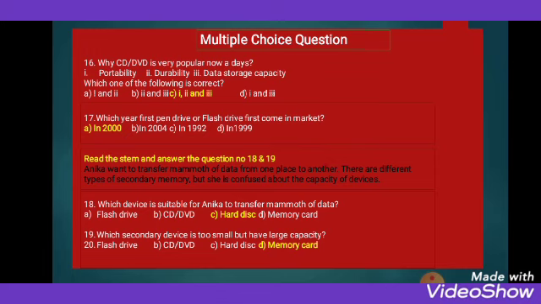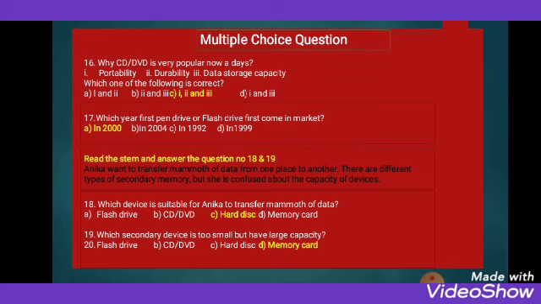You see, in the story they are telling about a girl whose name is Anika. She wants to transfer data from one place to another, and it has to be carryable. She knows about secondary memory, but she is very much confused about the devices, which one is more preferable for her. Now let's see the questions.